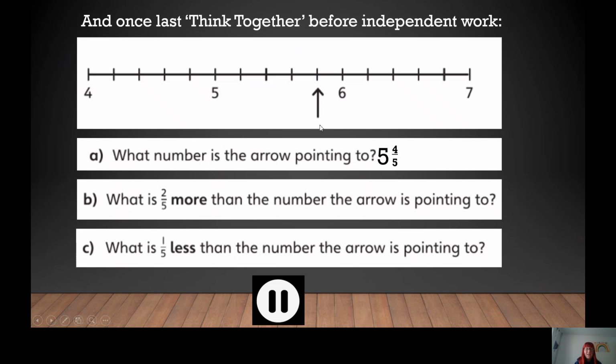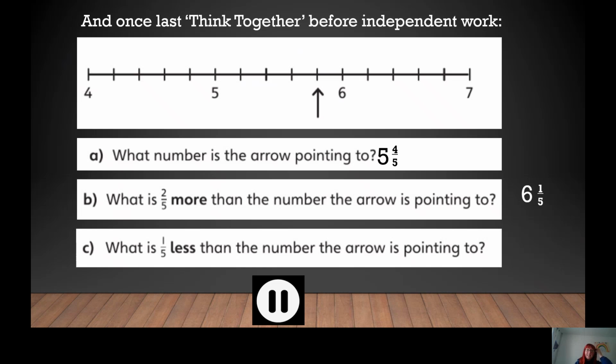Question B, what is 2/5 more? Well, we know each interval is a fifth, so a jump to 6 will be 1/5, and another jump, so that will be the 2 jumps of 2/5, 1/5, 2/5 would be here, which would be 6 and 1/5. Hey, give yourself a tick if you got that.